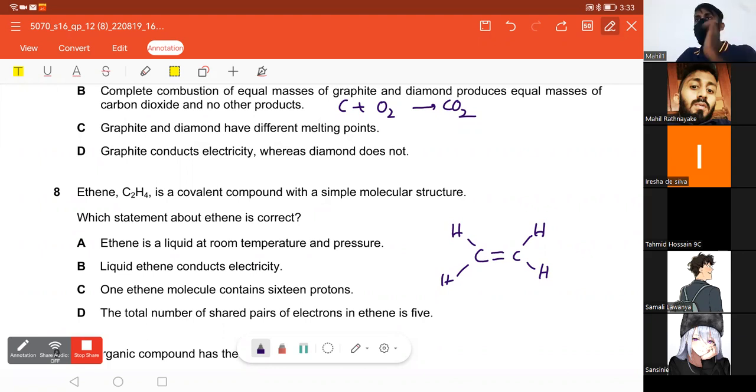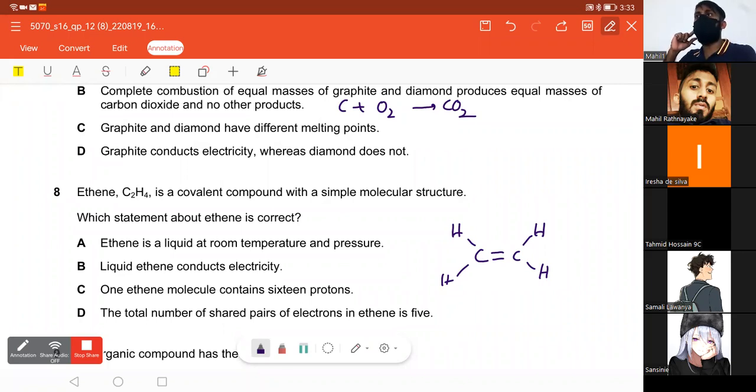Raise your answer for B. B. B. Raise your answer for C. D. Answer is C.